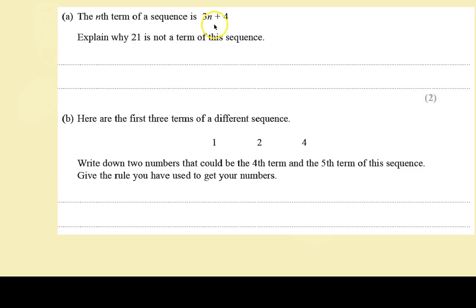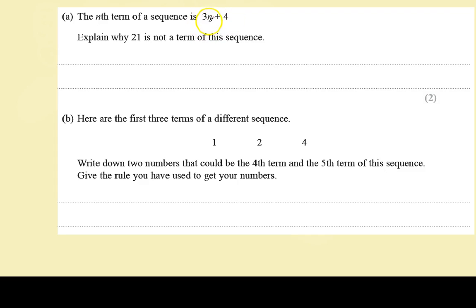The nth term of a sequence is 3n plus 4. That means if we were looking for, let's say, the fourth term of the sequence, it would be 3 lots of 4 plus 4. So let's start to form this sequence and have a look at it. So we've got 3 lots of n plus 4.